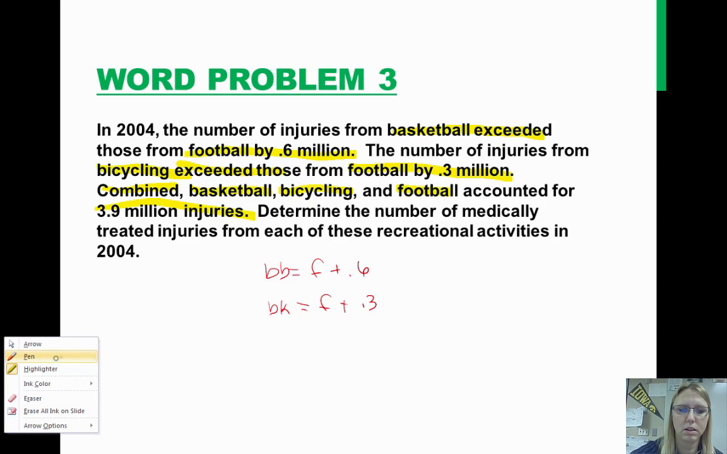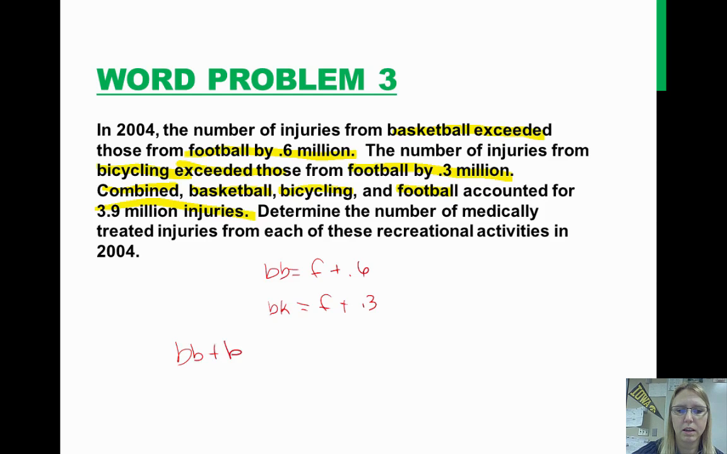So let's write that out in math. We know that basketball, biking, plus football accounted for 3.9 million injuries. Now, we want to determine the number of injuries from each of these activities. Problem is, we have quite a few equations here. But what we can do is change these two variables into what they were above. By making this whole equation F, we can solve for F. So I'm going to substitute this in for here and this in for this.